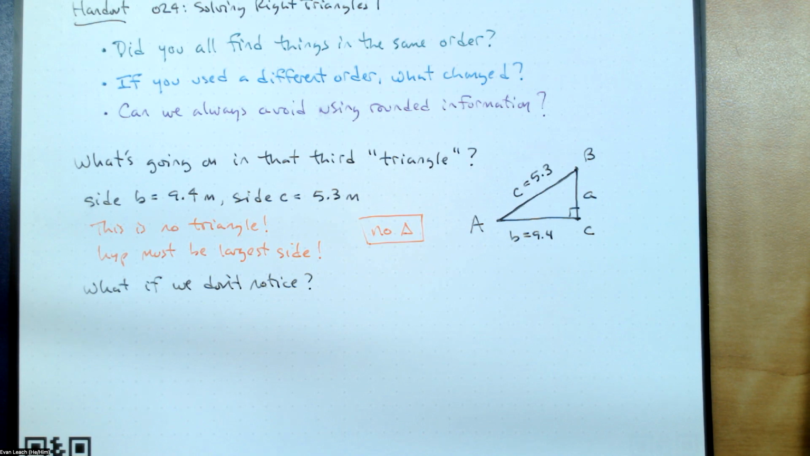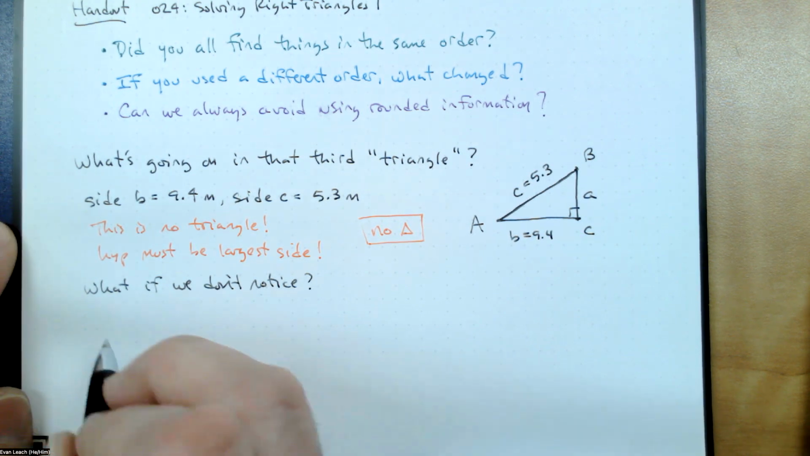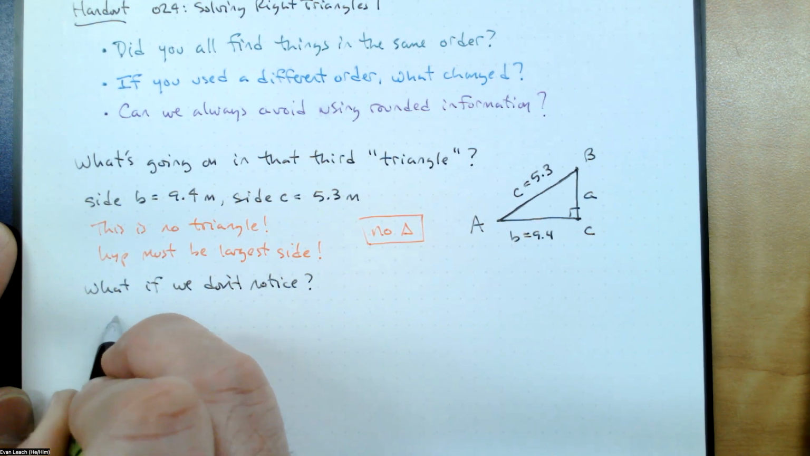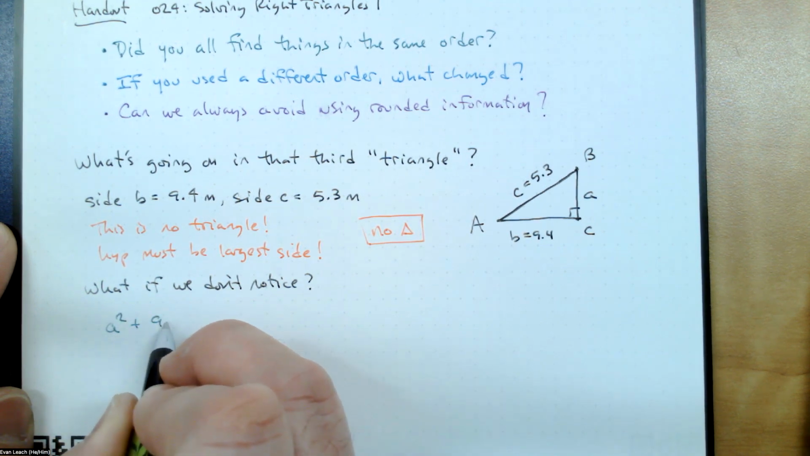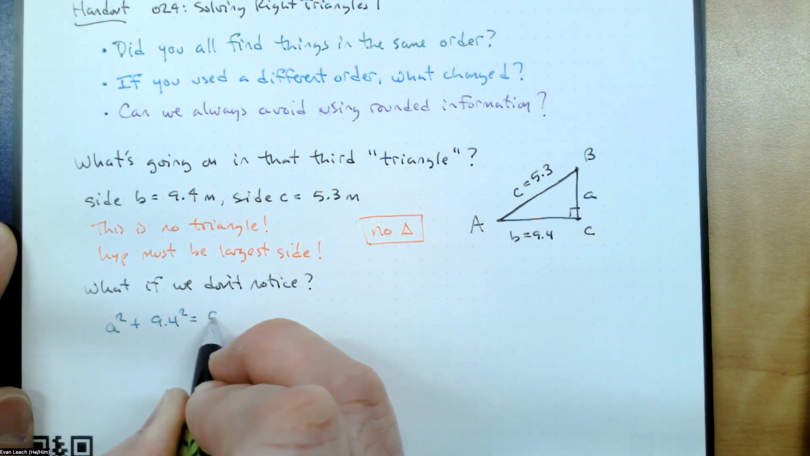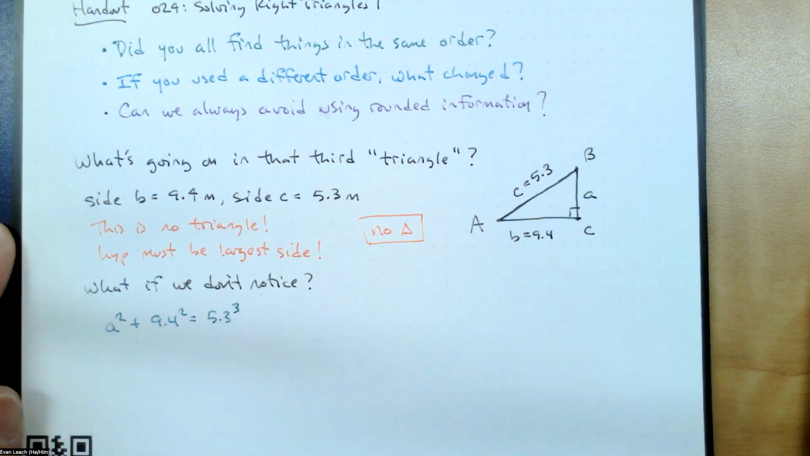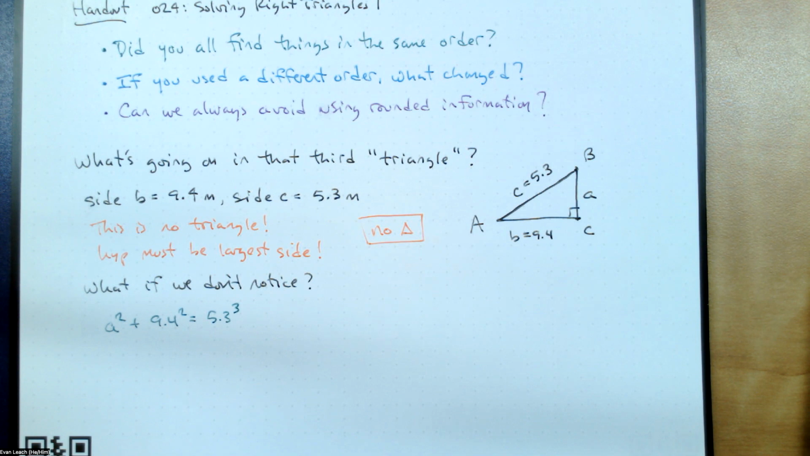There's a few things that we could do. One of the things that we might do is say, I've got two sides. I want to find the third side. So we might say a squared plus b squared is c squared. We might notice at this point, we're about to subtract and get a negative number for a squared, and that's not okay. Real numbers don't have squares that are negative.